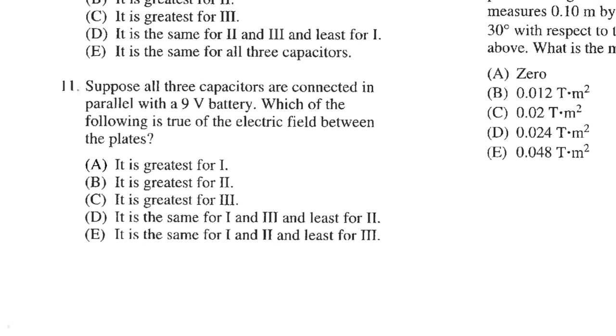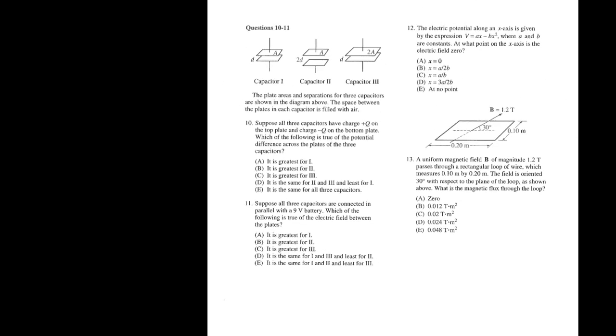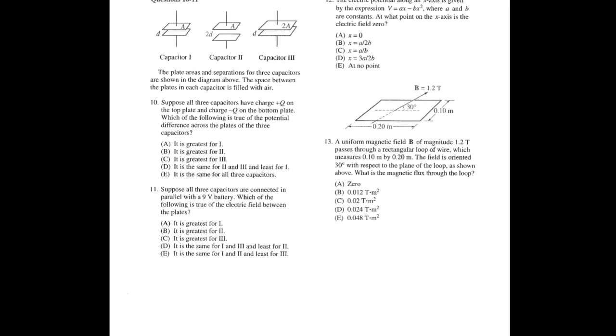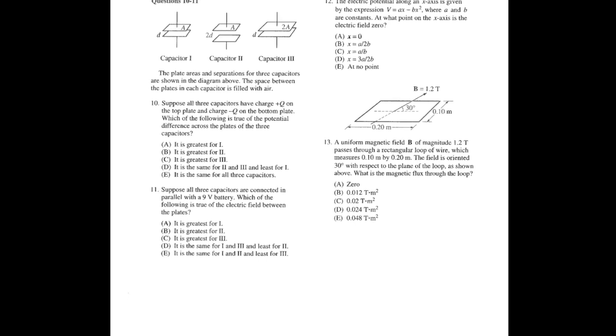Next. Sergio. What's that? All right, so it involves those three capacitors. Got it. Suppose all three capacitors are connected in parallel with a 9-volt battery. Which of the following is true of the electric field between the plates?